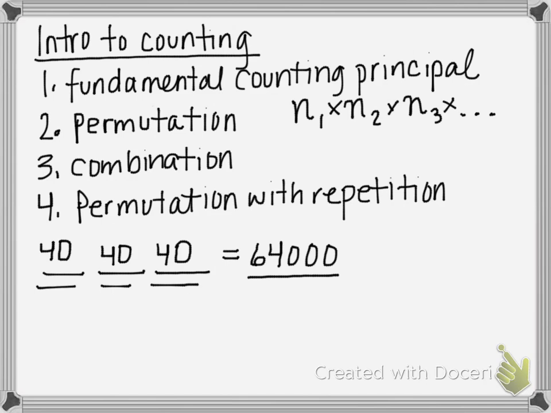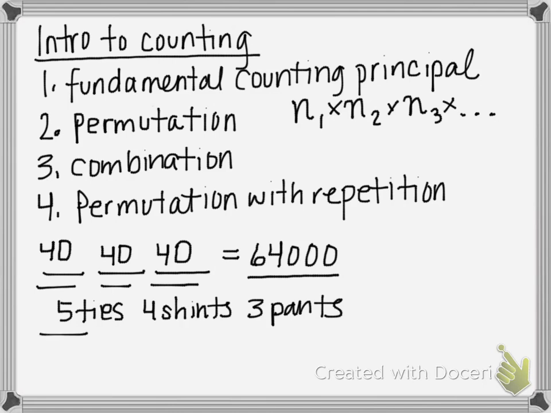Another example: say I've got 5 ties, 4 shirts, and 3 pairs of pants. How many possible outfits do I have? Well, the fundamental counting principle says 5 choices for the first, 4 choices for the second, 3 choices for the third, multiply them, and there are 60 possible outfits, not taking into account that there may be some matches that I don't like. That is the absolute number of possibilities. Again, that is the fundamental counting principle.